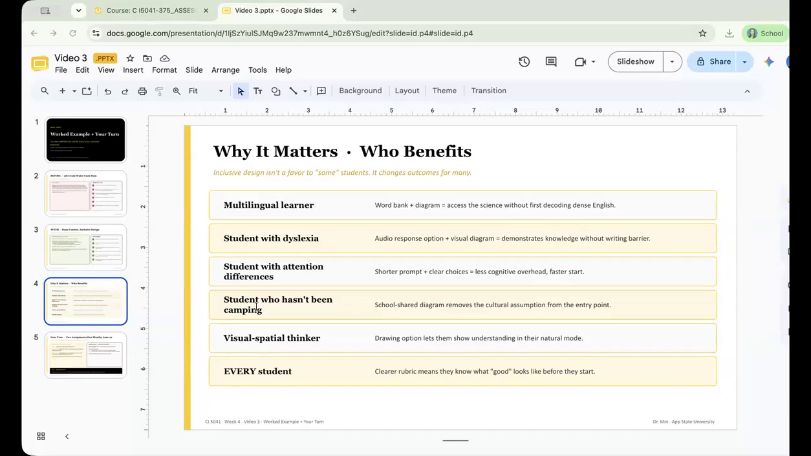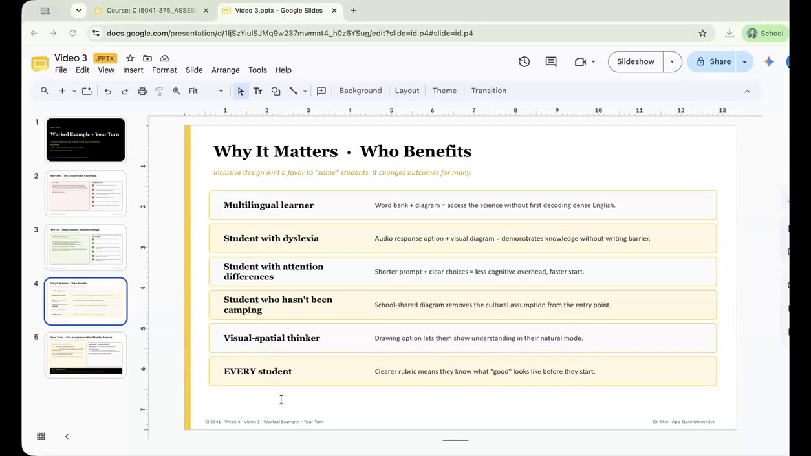A student who has never been camping walks into the after version and sees a diagram. They are not asked to invent a personal scenario. They engage with the same shared visual every other student sees. A visual spatial thinker: the drawing option fits their natural mode. They are not penalized for thinking in pictures. And for every student in your room, the clearer rubric tells them what good looks like before they start working. They are not guessing what you want.